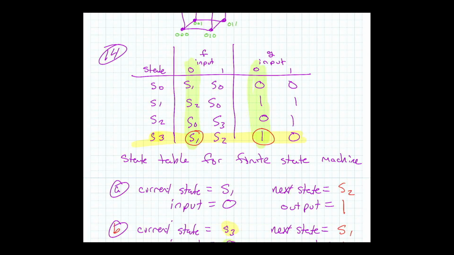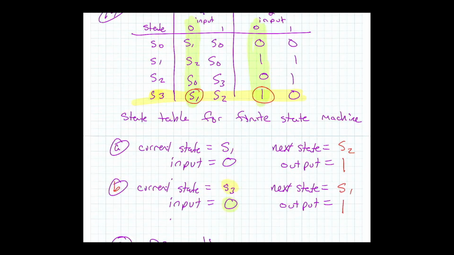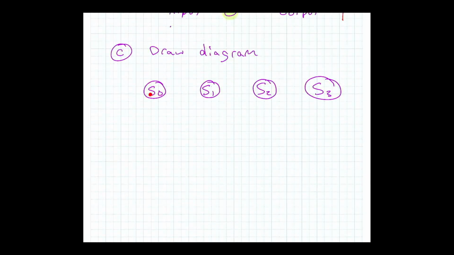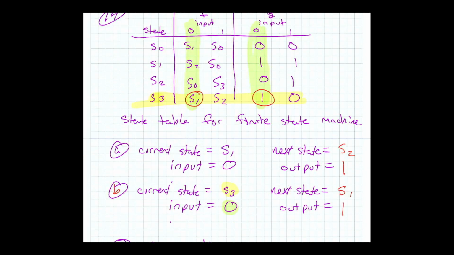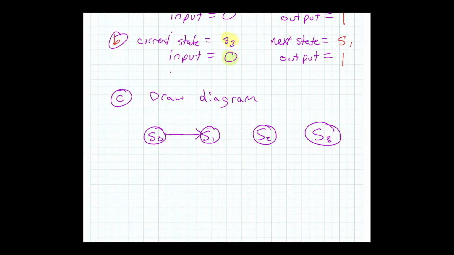So coming back up here, I want to leave the colors on here. So let's start at the beginning. You're in state 0. From state 0, you could either move to S1 or to S0, right? These are your 2 choices. So from S0, you either go to S1 or S0, which is staying where you are. So you draw arrows from S0 to S1 and also S0 to S0.